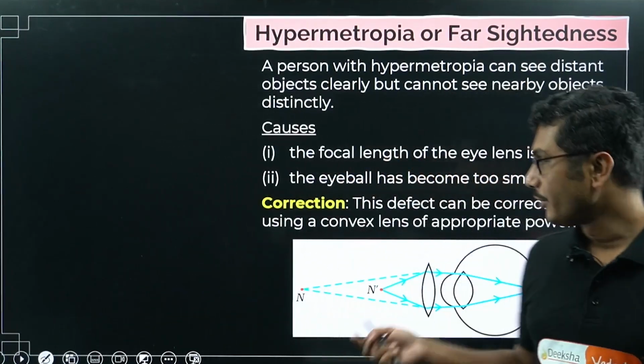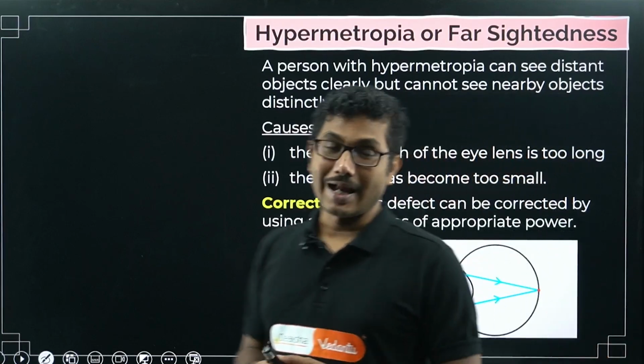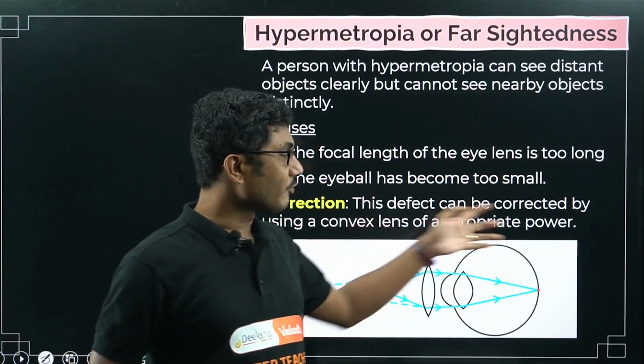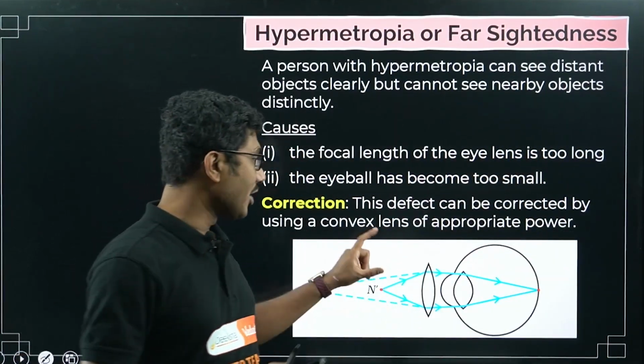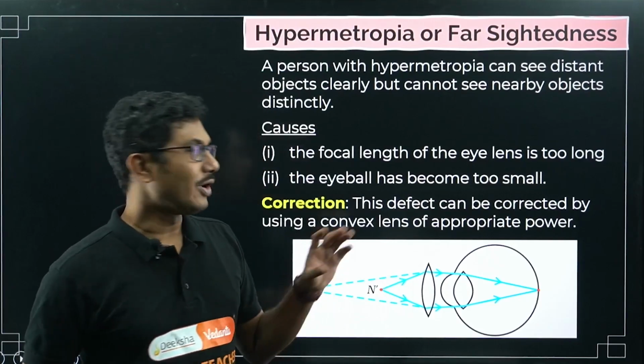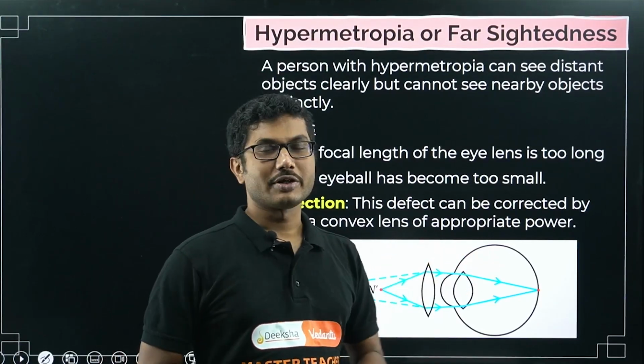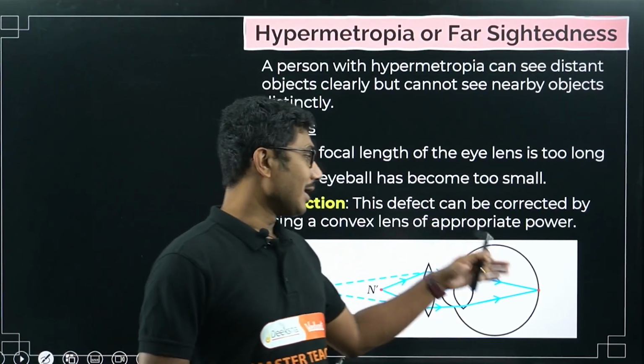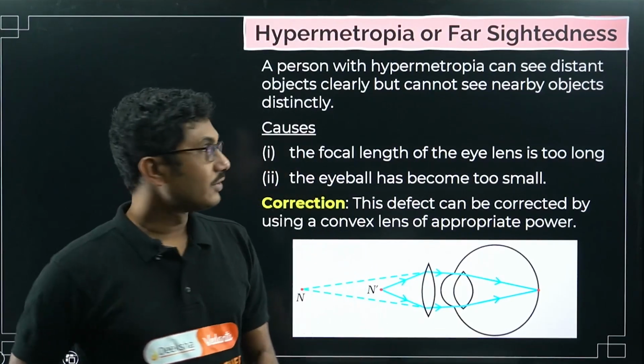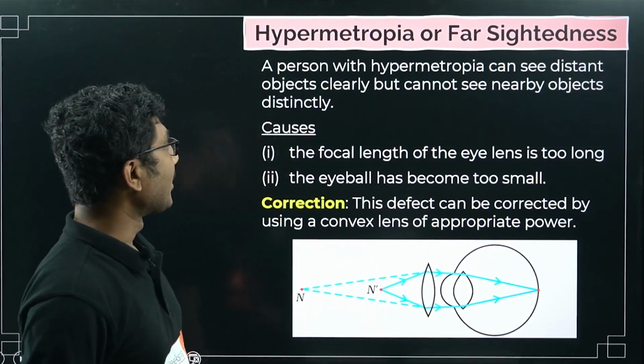Okay, now what you have to do, because the eye light rays from close objects are focusing beyond your retina, now you have to use a convex lens to adjust this and make sure that rays are forming onto your retina. Okay, so this is the basic thing about hypermetropia.